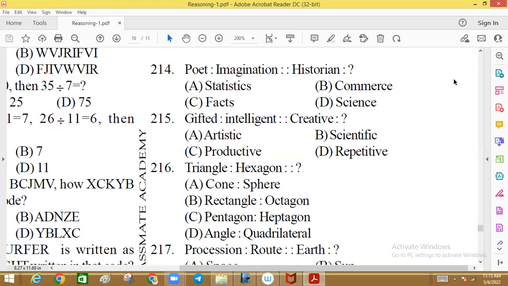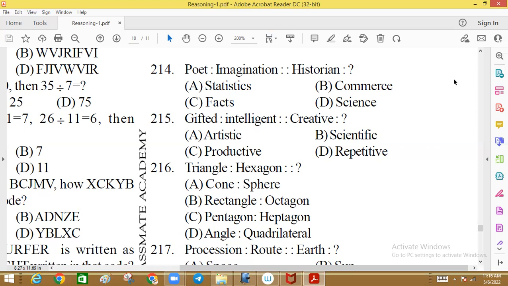Historians should not imagine the history, not like the Padmavat movie. Historians should not imagine; they should write according to evidence. Historian has to work on the facts. Okay, this is the evidence that is available, and based upon this evidence, I am writing so and so. So obviously, a historian should work on fact and should not imagine like a poet. That is the reason a poet works on imagination, whereas a historian works on facts. Right? Now come to 215.